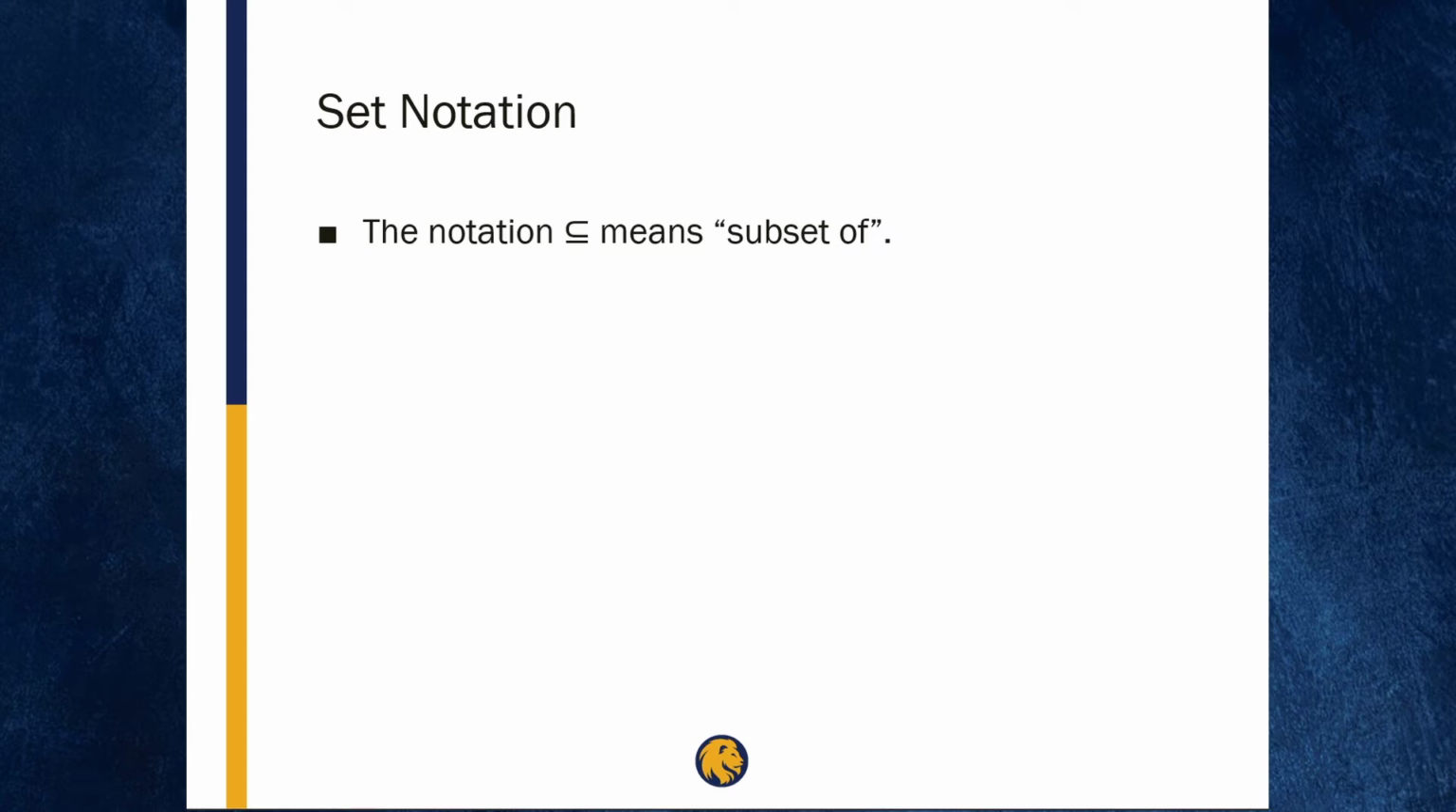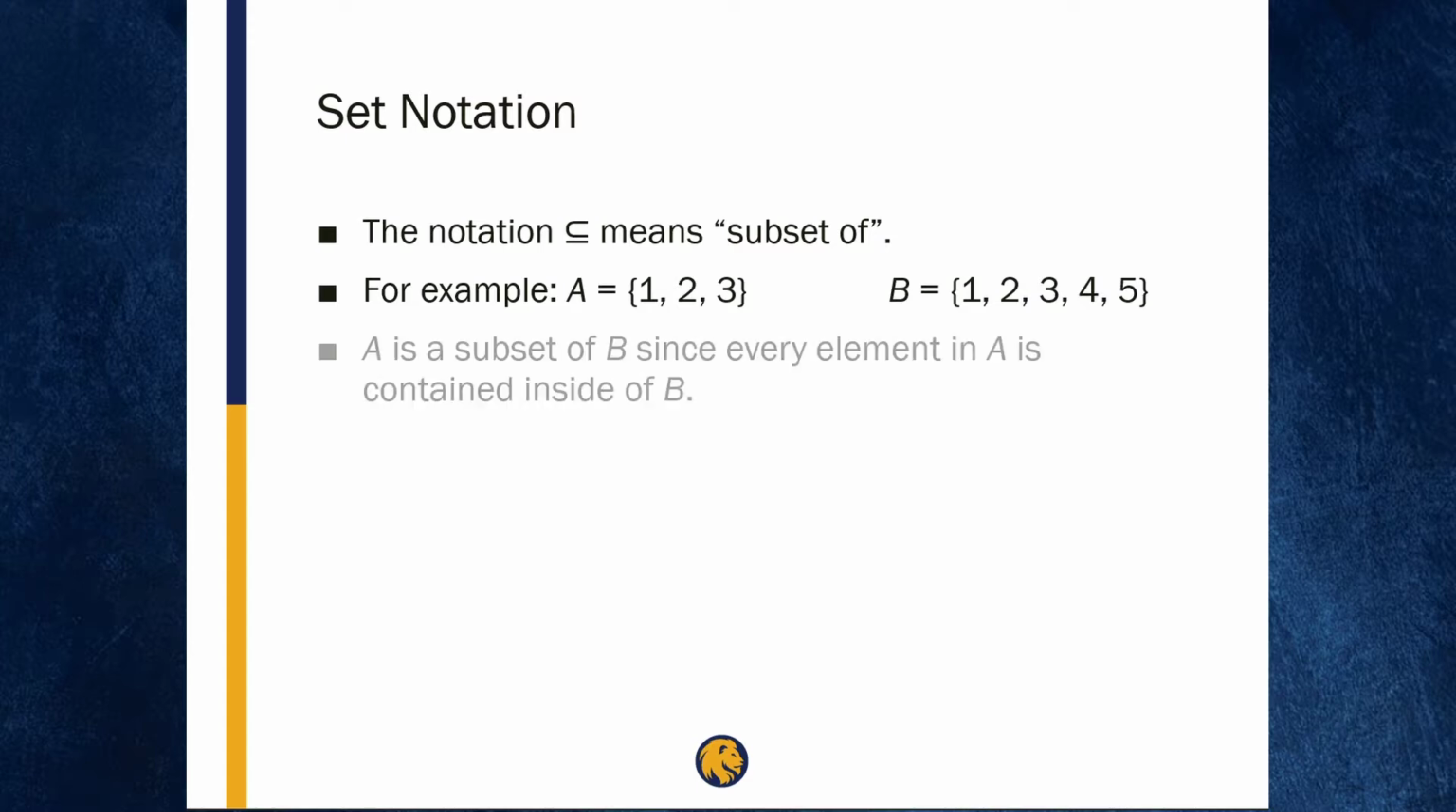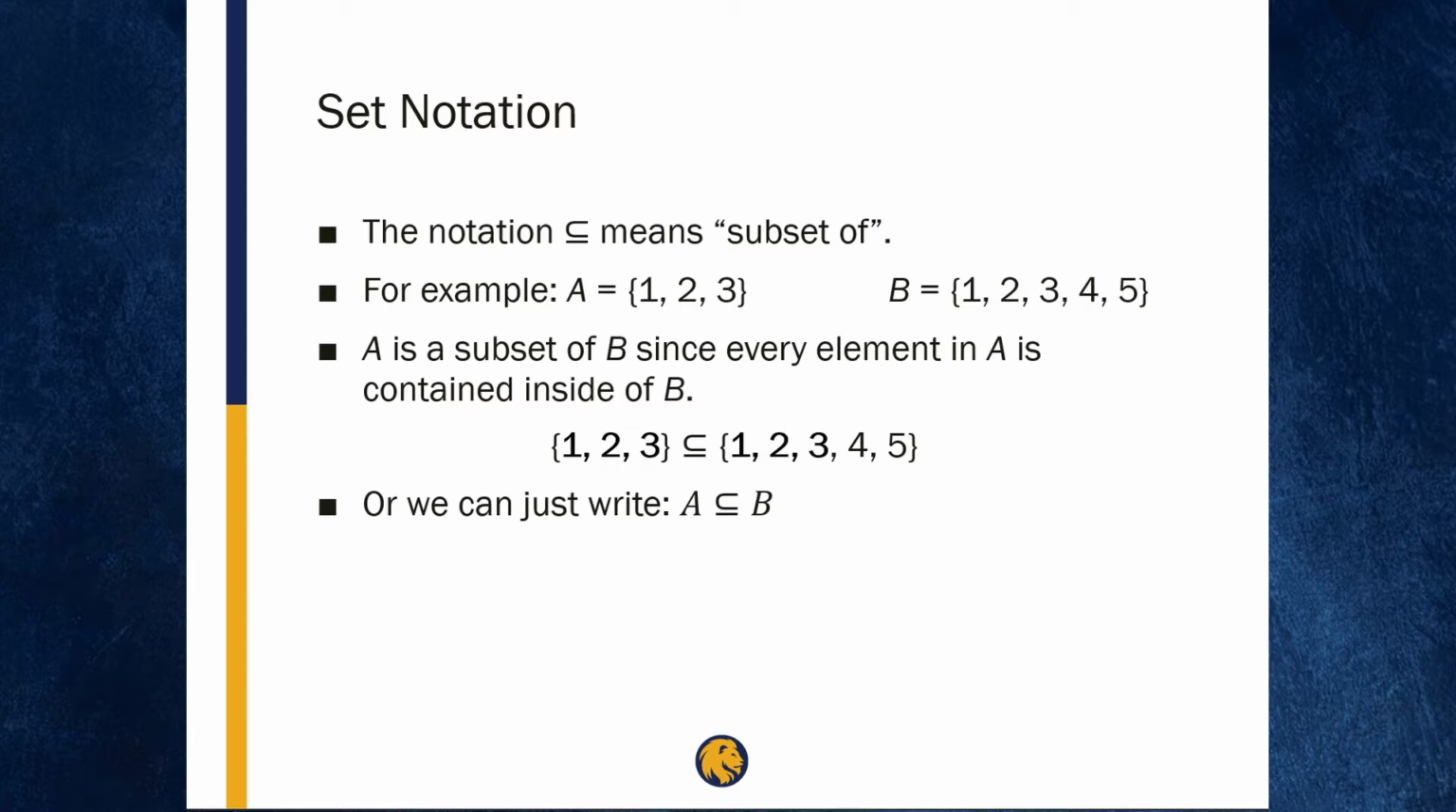We have another set notation for subset. This notation, for instance, if we had set A containing 1, 2, and 3, and set B containing 1, 2, 3, 4, and 5, we'll use this notation to denote subset because set A is a subset of set B, since every element contained within A is contained also inside of B. So the set containing 1, 2, and 3 is a subset of the set containing 1, 2, 3, 4, and 5. Or we could just write A as a subset of B.